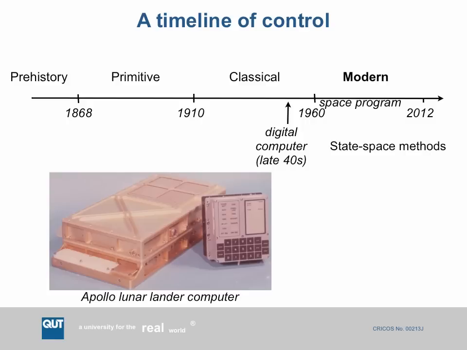The modern era is really based on the availability of digital computing, and digital computers didn't really arrive on the planet until the late 1940s. It was pushed along massively by the space program and by the Cold War. Basically, how can we build small, compact guidance systems that can take a missile from one point on the planet to another?